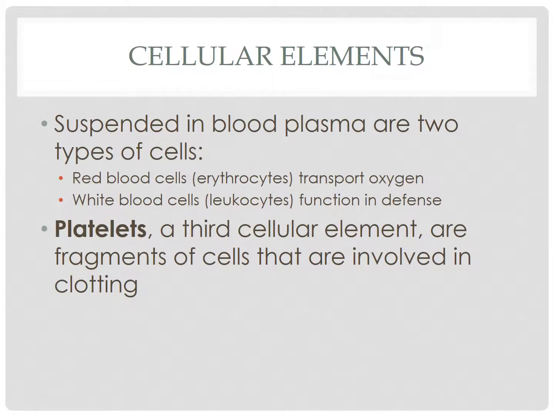So as I said before, there's a couple different cell elements that you have within the blood plasma. Your red blood cells are called erythrocytes, and they're going to transport oxygen throughout the body. They have a protein called hemoglobin, and hemoglobin is going to bind to that oxygen, which will allow the red blood cells to transport that oxygen throughout the body.